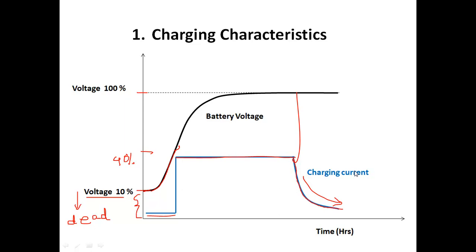Only a small amount of current is required to maintain this voltage 100% mark, because we have all seen that just when we disconnect the charger, the voltage comes back to, suppose, say 99.5%. So to maintain this 0.5%, we require a trickle charge. This charging current is called a trickle charge current, and this charging current is very small to maintain the battery voltage to 100%.